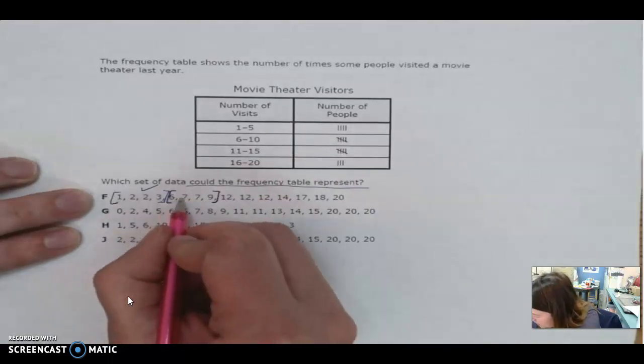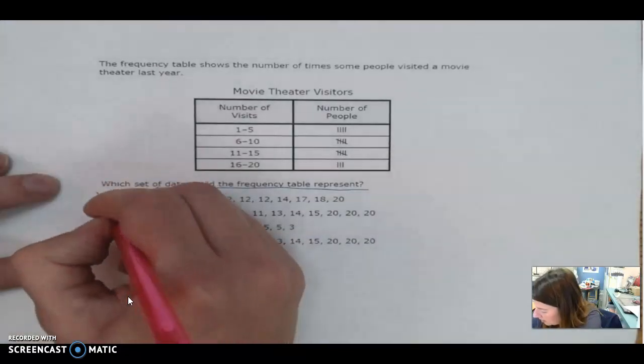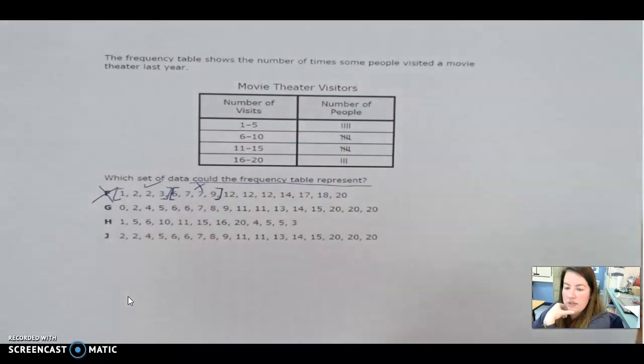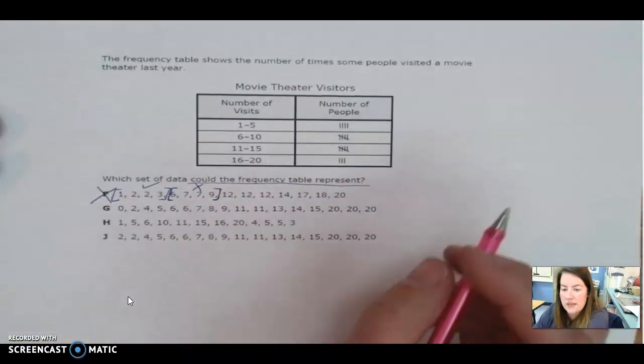Let's count. 1, 2, 3, 4. Uh-oh. That only has 4 already. I know F can't be the correct answer because it's going to have to match all of them. I'm not going to go and waste my time counting the rest of these.